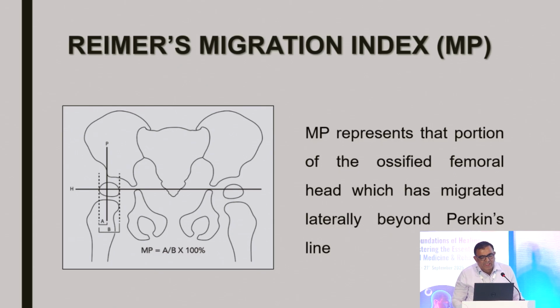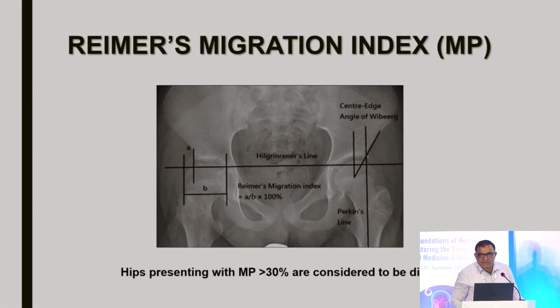It represents that portion of the ossified femoral head which has migrated laterally beyond the Perkins line. On a simple X-ray, this is how we draw the lines and calculate the migration percentage. The cutoff percentage is 30%. Hips presenting with a migration percentage of more than 30% are considered to be displaced.